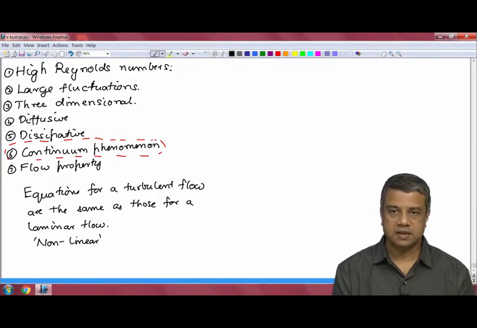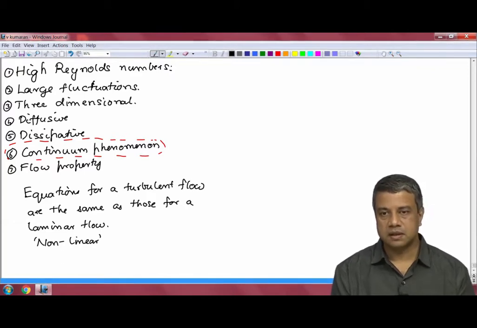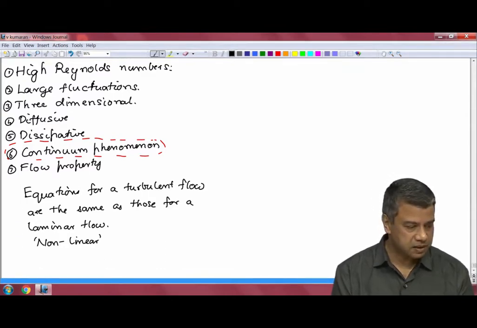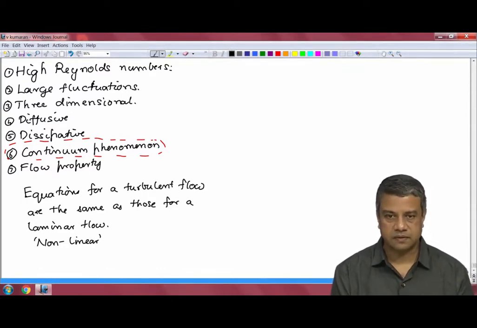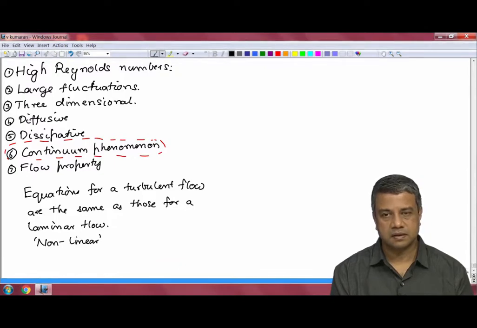If the inertial terms are neglected, as is done at low Reynolds number, the equations are linear, the solution is unique, and there is only one solution, the laminar solution. At high Reynolds number, the inertial terms are nonlinear, and because of that you could have multiple solutions. One of those solutions is the laminar flow and another solution is the turbulent flow. So, it is because of this nonlinear term that you have multiple solutions, one is laminar and the other is turbulent.